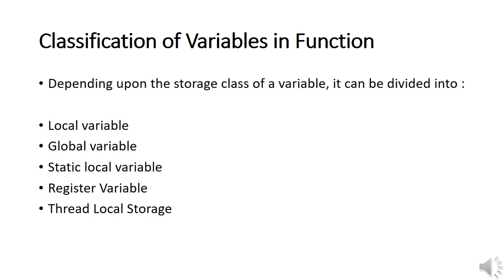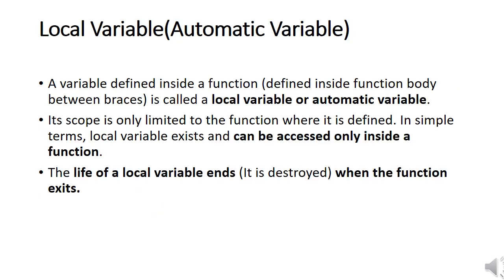As I discussed earlier, the storage class of a variable can be divided into 5 types. According to your syllabus, you have to understand the first four. The first one is local variable, the second one is global variable, the third one is static local variable, the fourth one is register variable, and the final one is thread local storage. All these are different storage classes in C++. We will see them one by one.